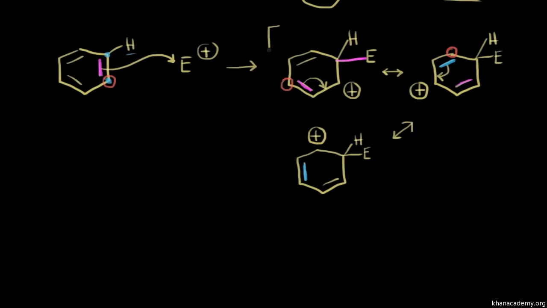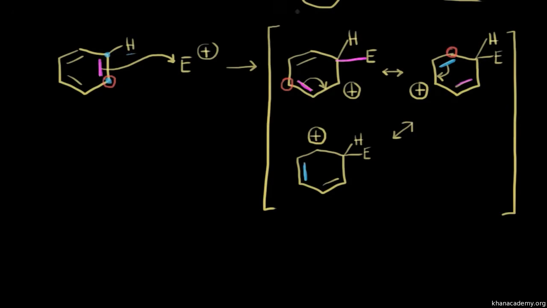So these are all resonance structures. And remember, the actual cation would be a hybrid of these resonance structures. And we call that hybrid a sigma complex. So you have a +1 formal charge delocalized over 3 carbons in your sigma complex.